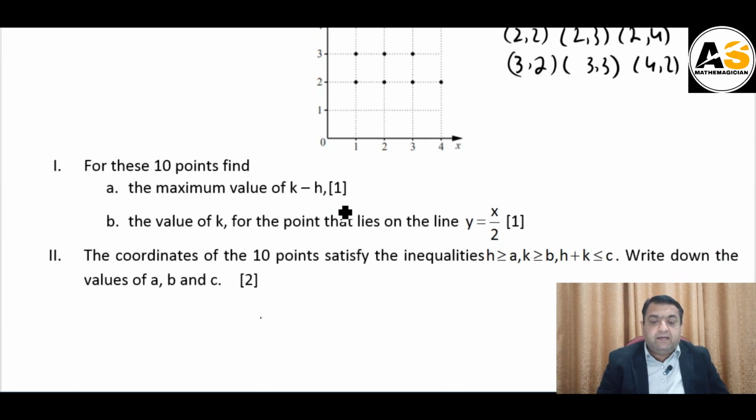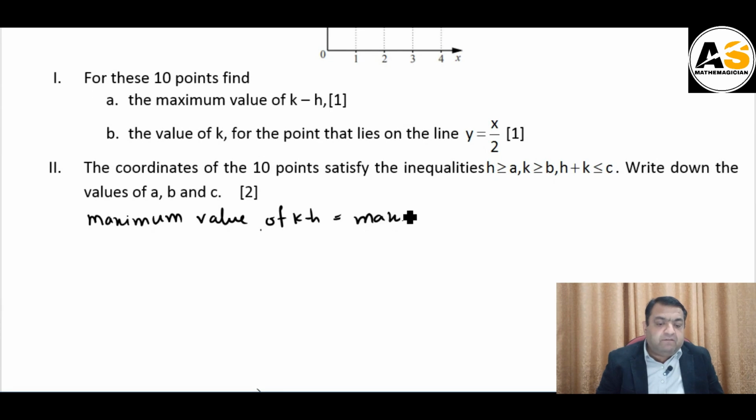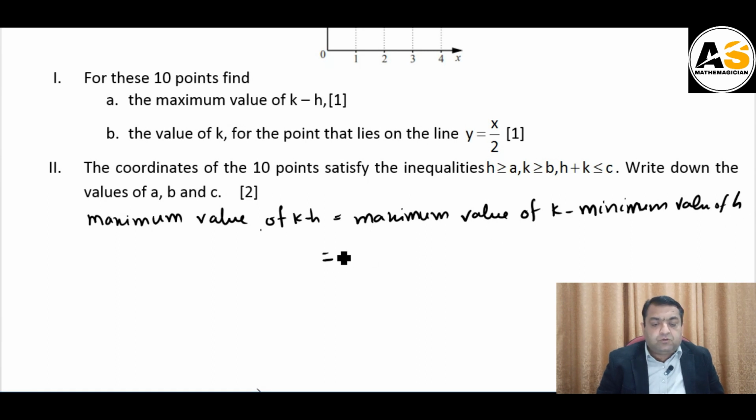So what we will write: the maximum value of k minus h will be the maximum value of k, which is 5, minus the minimum value of h. So student, this is 5 minus 1, 4. I hope this is clear.